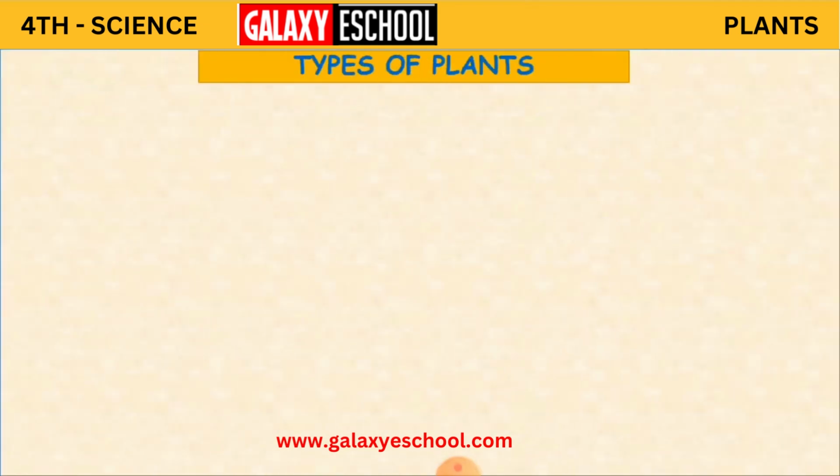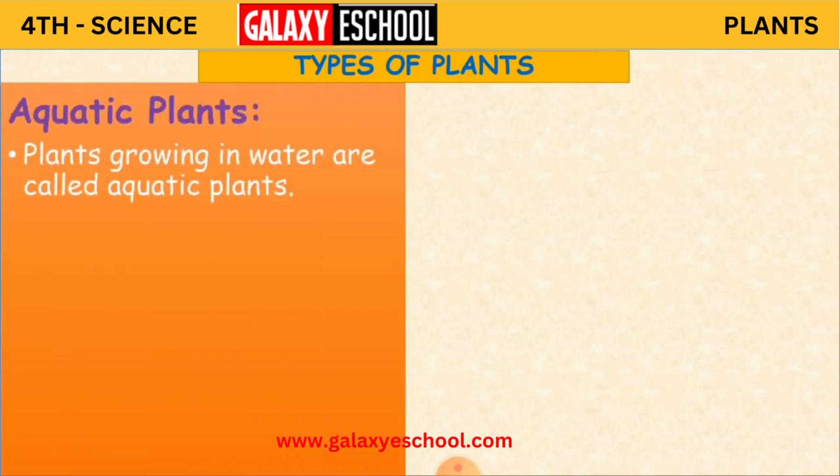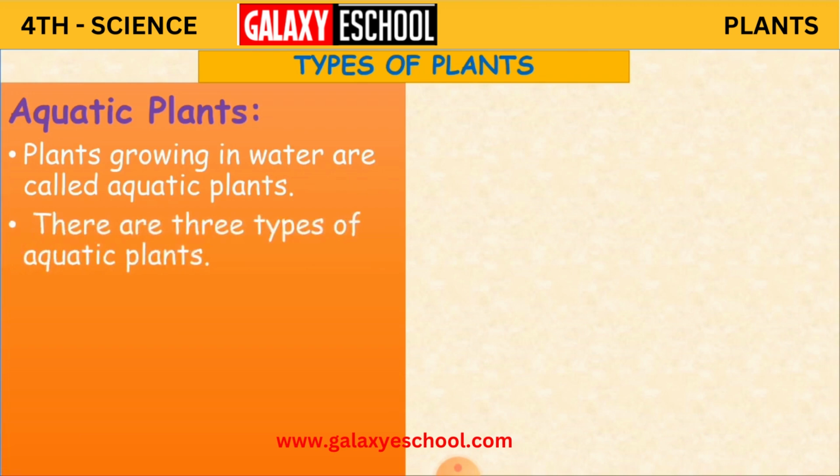Now we are going to learn more about the plants, like types of some more plants. What are they? They are aquatic plants. What do you mean by aquatic, children? Aquatic animals, aquatic plants, aquarium. Aquatic is nothing but water. Aquatic plants means plants growing in water.